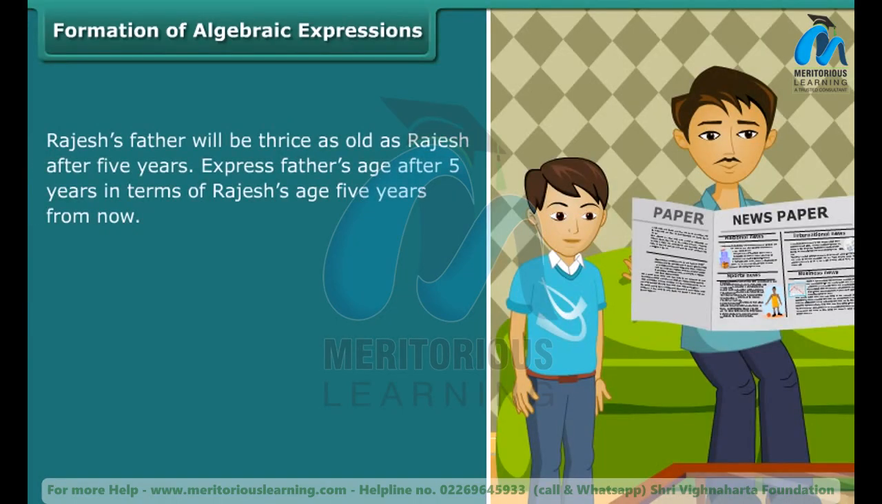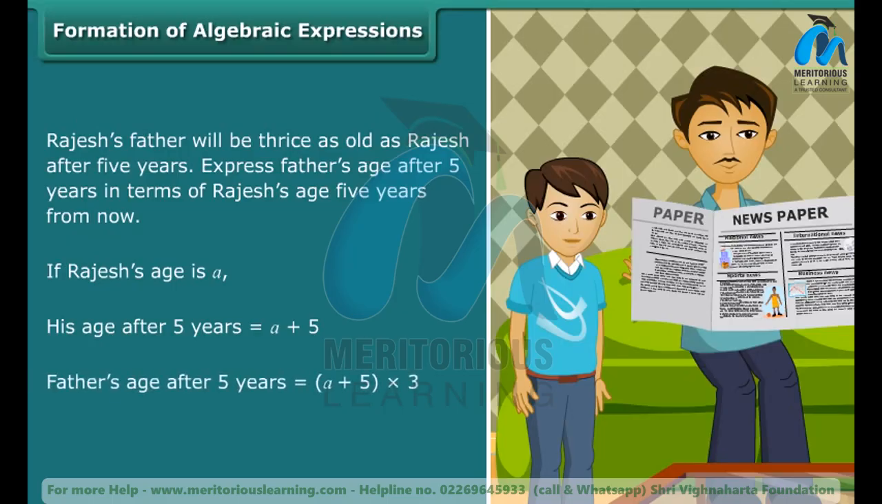Rajesh's father will be thrice as old as Rajesh after 5 years. Express father's age after 5 years in terms of Rajesh's age 5 years from now. If Rajesh's age is A, his father's age after 5 years is equal to (A + 5). Father's age after 5 years is equal to (A + 5) × 3.